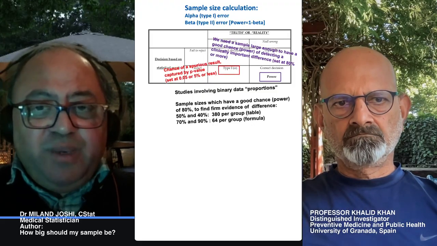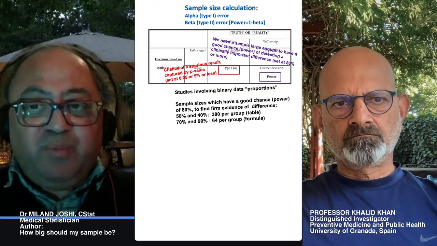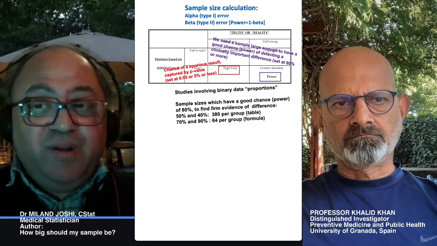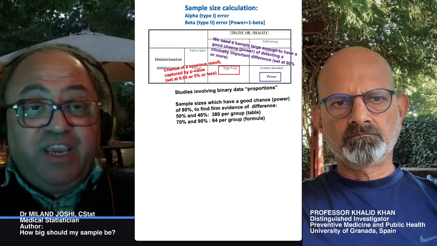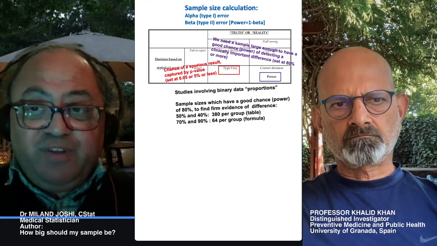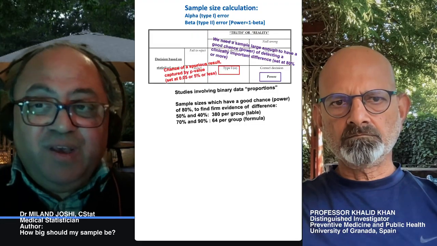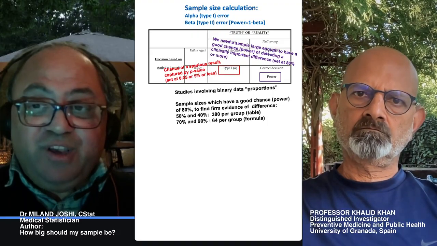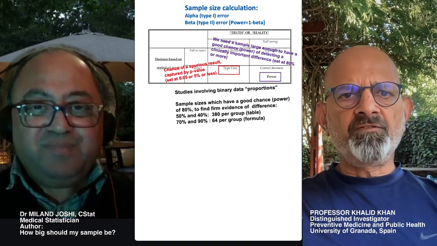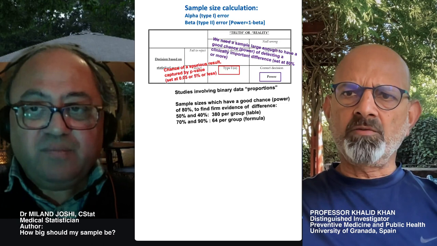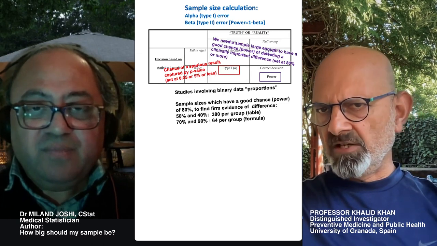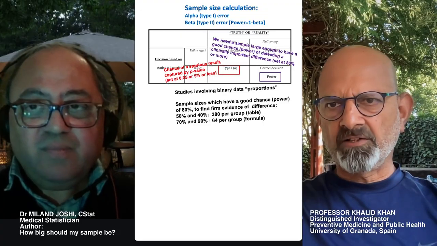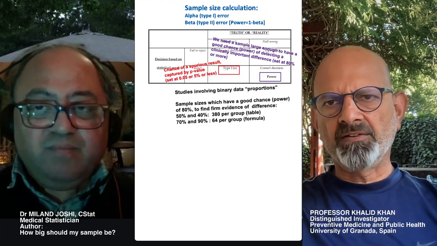On the other hand, you might want to pick up a smaller difference, for example, between 50 and 40%. That's more difficult. You need more people for that, 380 per group, and to arrive at that, you might need to use a table in order to arrive at that sample size. If there is a formula, how might one apply it? Could one just use an online calculator, or are there other options available?